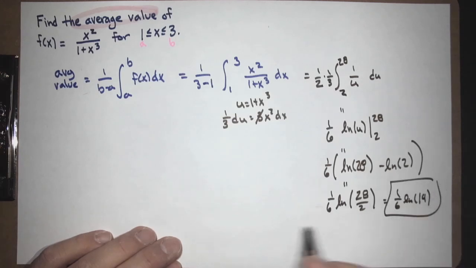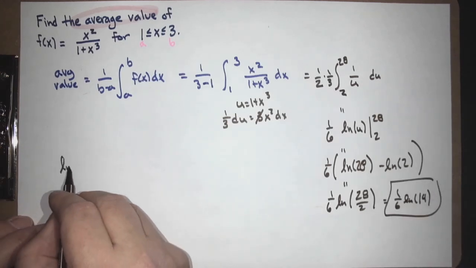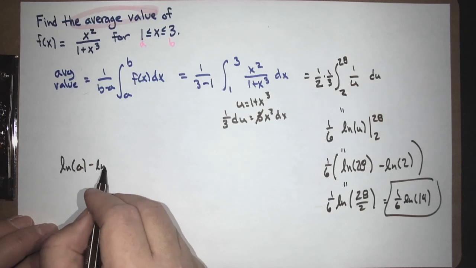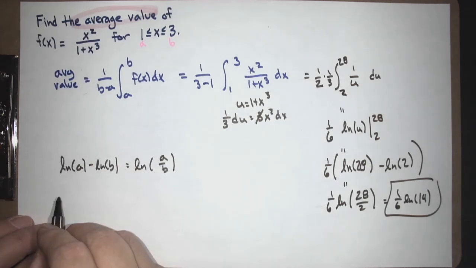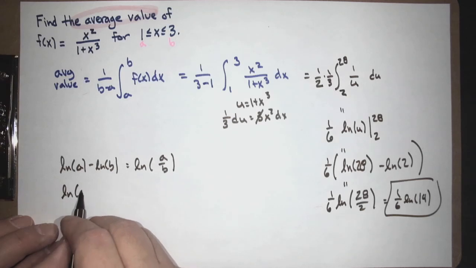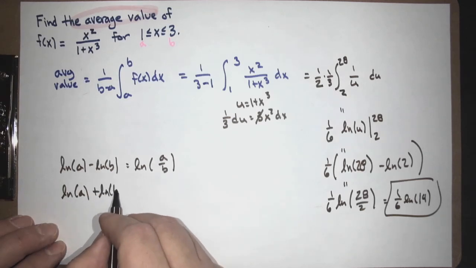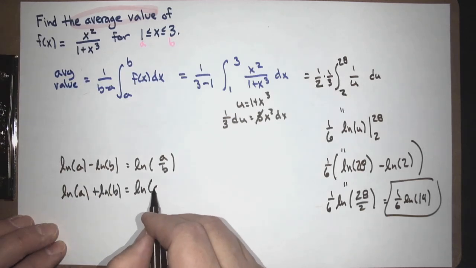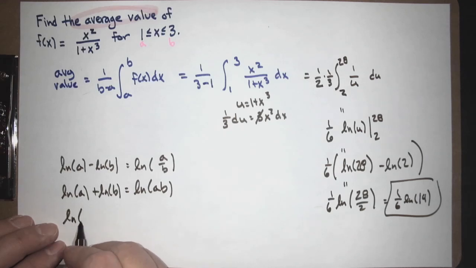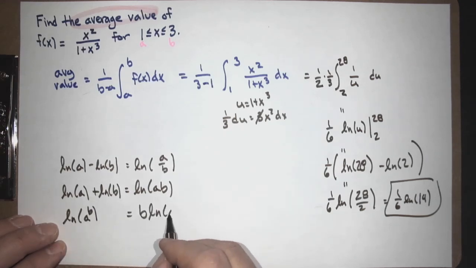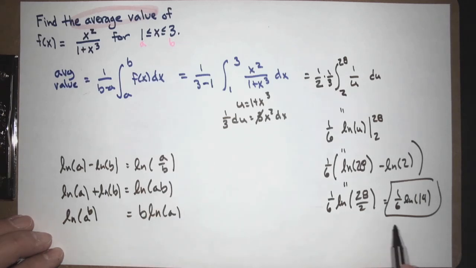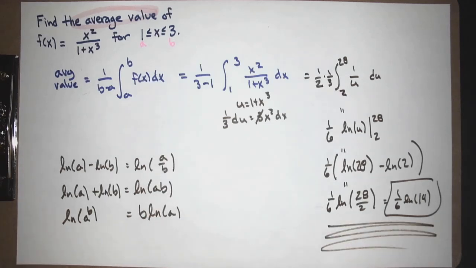So remember, we have our nice properties of logs. Log of a minus log of b is log of a over b. Let's write a few others. Log a plus log b. Do you remember that? Log of a times b. Log of a to the power b is b log a. So know your properties of logs. You never know when they might be handy. All right, so 1/6 log 14. I think that's a pretty good answer and a great place for us to stop.